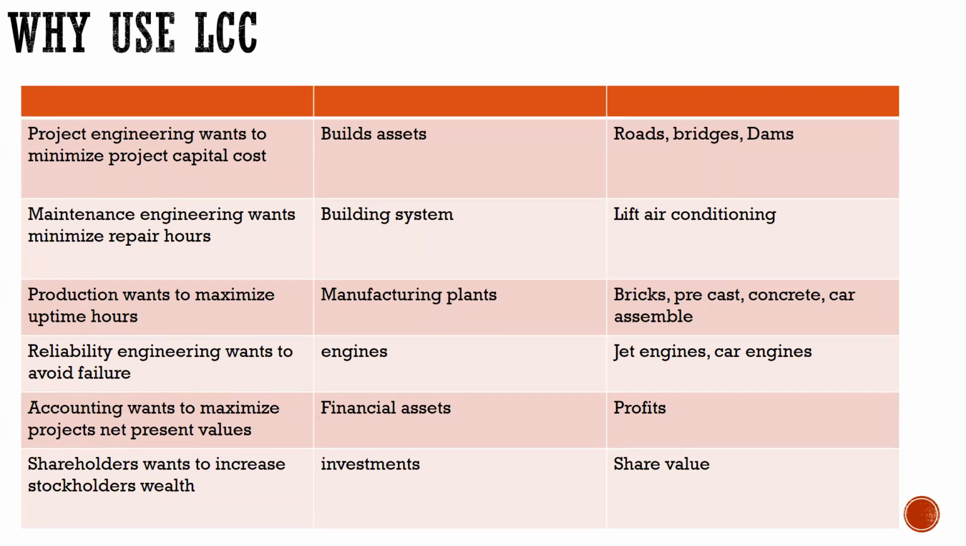As we see earlier, the shapes with some colors. For example, it contains project engineering. The project engineers always want to minimize project capital cost. For this, they build assets. These assets are roads, bridges, dams. For this, they must analyze the cost and time that it will take them to build such a bridge, and the time that such bridge or dams or roads will expire.